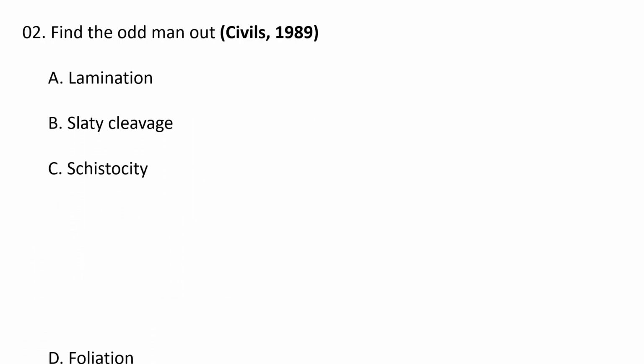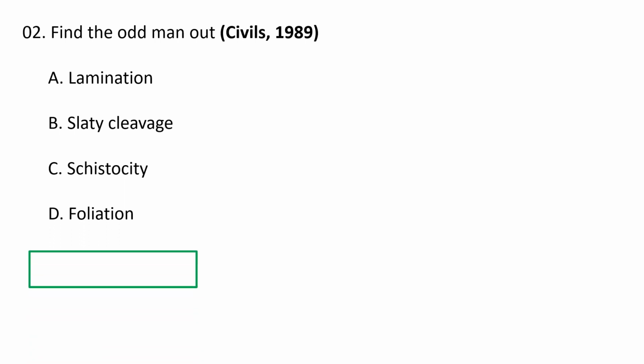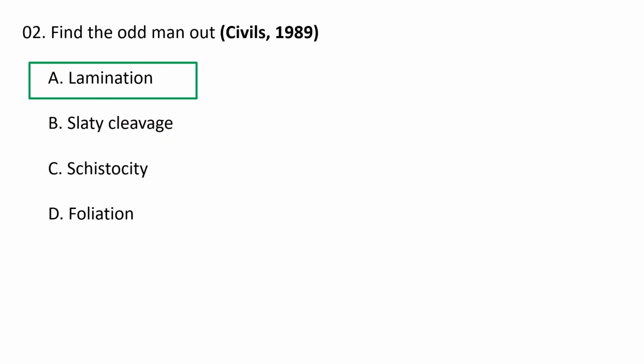Next question. Find the odd man out. Choices are A. Lamination, B. Slaty cleavage, C. Schistosity, D. Foliation. So, the correct answer is A. Lamination. Slaty cleavage, schistosity and foliation are all planar features, whereas lamination is a linear feature. So, A is the correct answer.